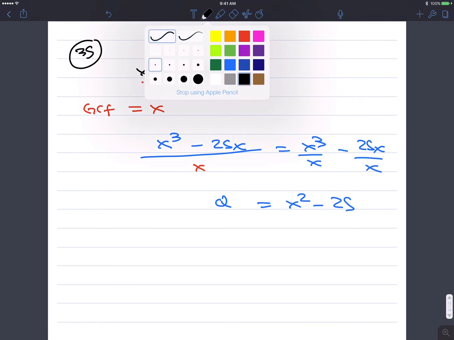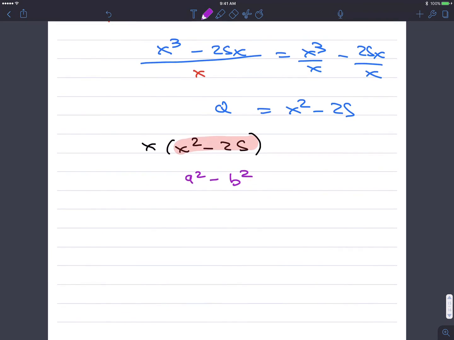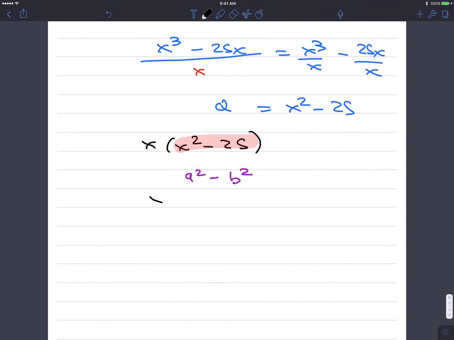Okay, so let's write what we have. We have the GCF, then the quotient. Factor the quotient. Sure enough, difference of perfect squares. So we did our homework. The base for x squared is x. Isn't 25 5 squared? This would be 5 plus and what? Minus. Good.